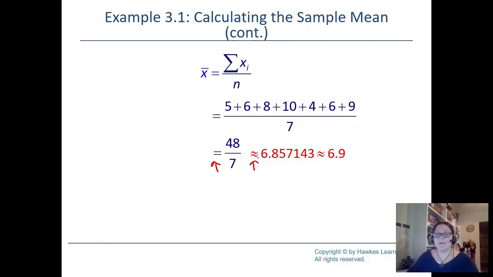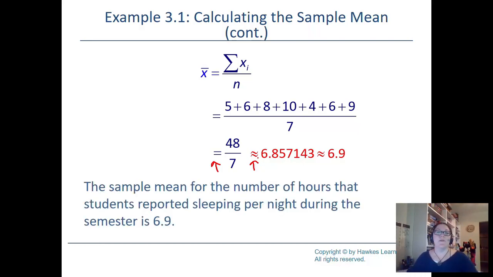So rounding that to 1 decimal place is going to give us 6.9. So our sample mean for the number of hours that students reported sleeping per night during a semester is about 6.9 hours.